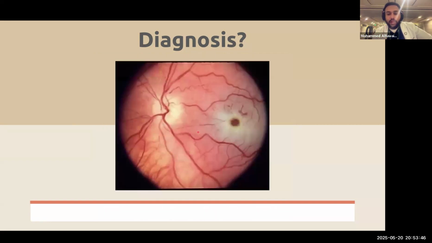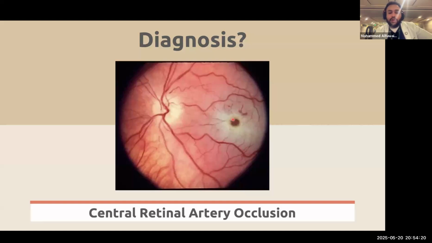This one is an emergency. This causes acute vision loss. Someone who has heart disease, atherosclerosis, develops this. This is central retinal artery occlusion. What do we call this? Cherry red spot. Where is this located in the retina? Macula. Good. So this is what we call cherry red macula.